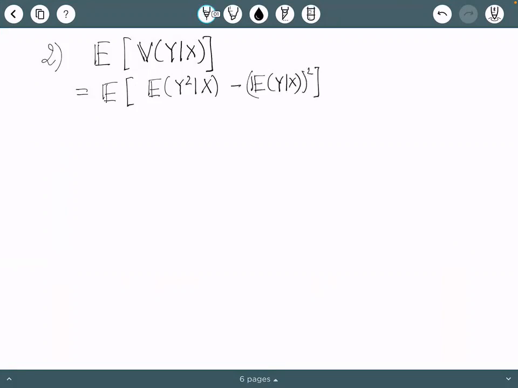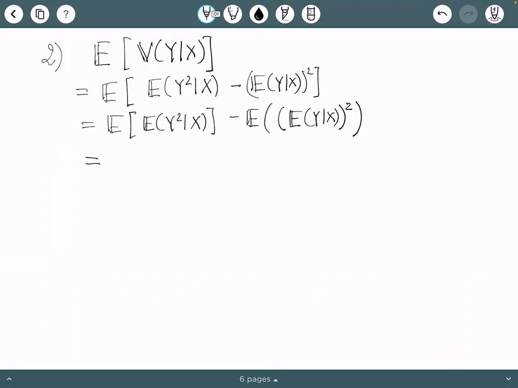Now the expectation is linear, so I can write it as the expectation of y squared given x minus the expectation of this random variable, the expectation of y given x, squared. The first one is easy because the expectation of the conditional expectation is the expectation of the random variable itself. So it is the expectation of y squared.